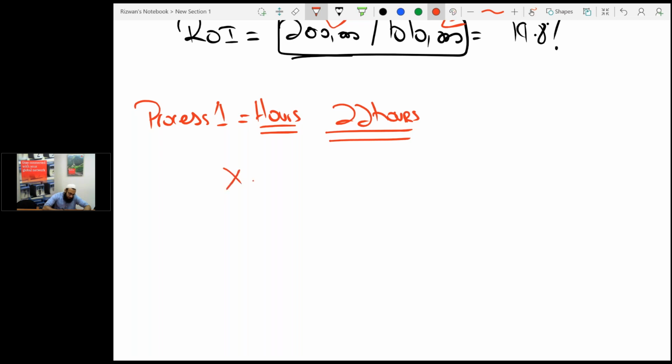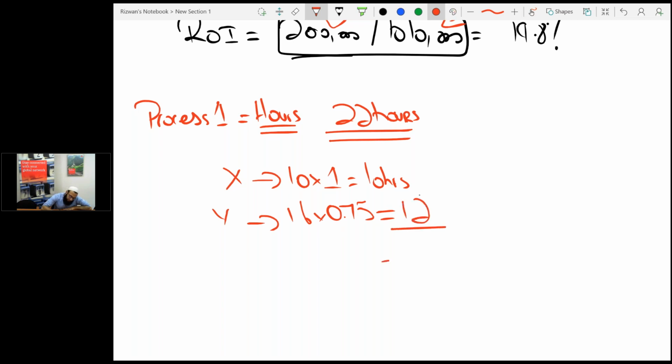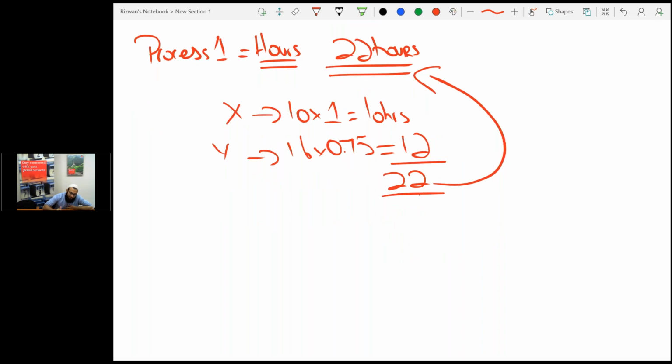Now, X: 10 units multiplied by 1 is 10 hours for X. Y: 16 units multiplied by 0.75 gives you 12. So total hours you require are 22 and you have 22. So process 1 is okay, fine, no issue. It's meeting the total hours required.